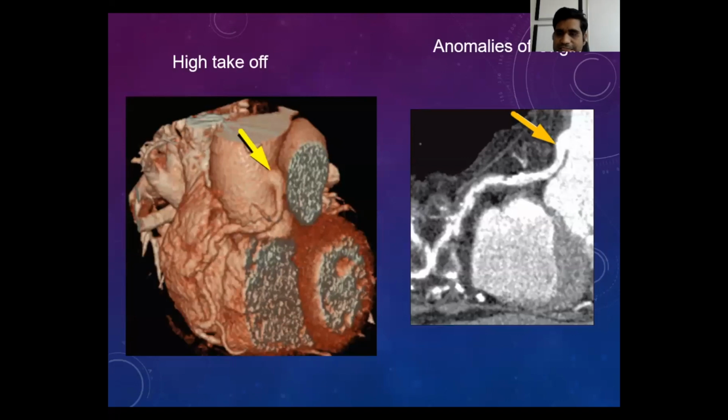Now, this is high takeoff. Here you can see the coronary artery arises superior to the sinuses of Valsalva. This is the sinus of Valsalva, and usually it should arise at this point, but here it arises superiorly at the level of the sinotubular junction. So this is high takeoff.